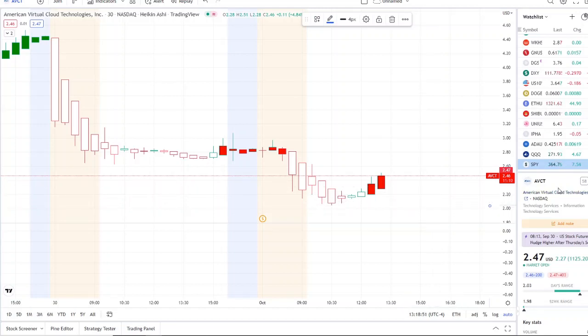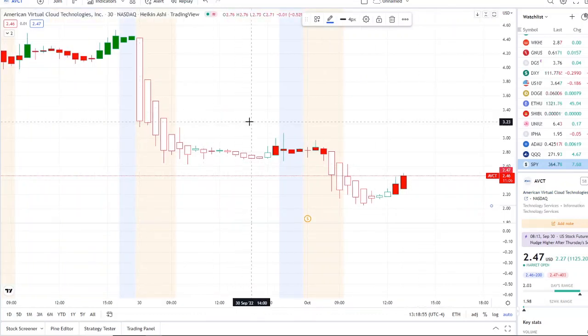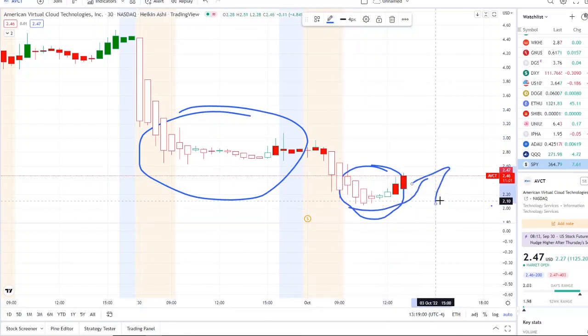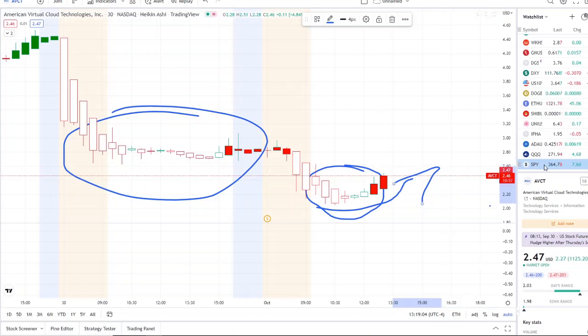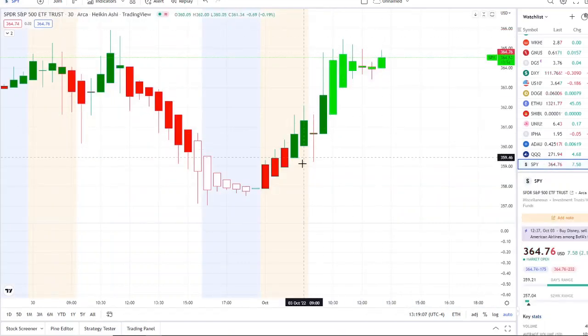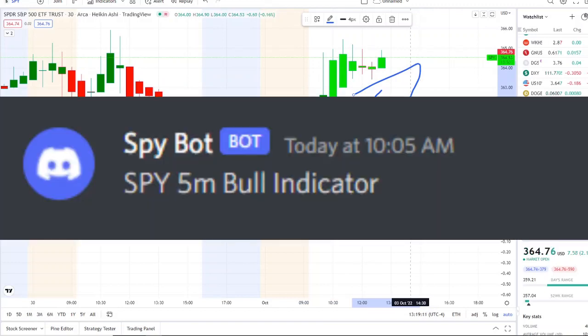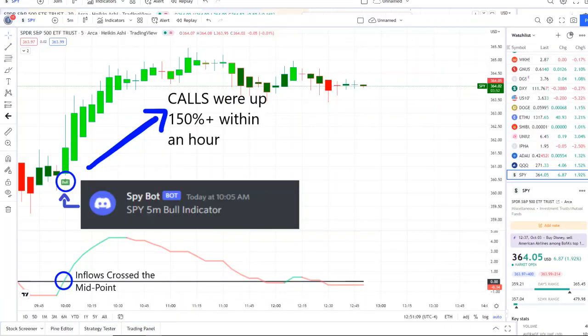And here we are with Avct stock, American Virtual Cloud Technologies Inc. After hitting a dip area on Friday, today it's hit a dip area again. It's trying to reverse back up, but within this sideways action, while Avct stock was sitting sideways, the overall market was going higher. And as you can see there, the SPY pushed upwards, and our SPY bot since 10:05 a.m. sent out a bull indicator. And as you see there in the chart, the inflow started to pick up and cross the midpoint, and call options went up 150% plus within an hour, guys.